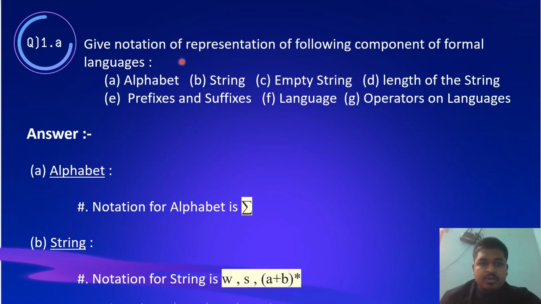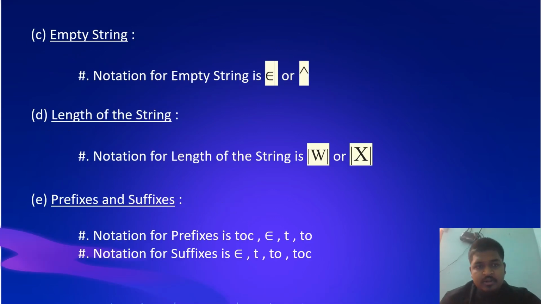Give notation of representation of the following components of formal language. Answer: first one, alphabet. Notation for alphabet is sigma. String: notation for string is W, S, and (a+b)*. Option C, empty string. Notation for empty string is epsilon.